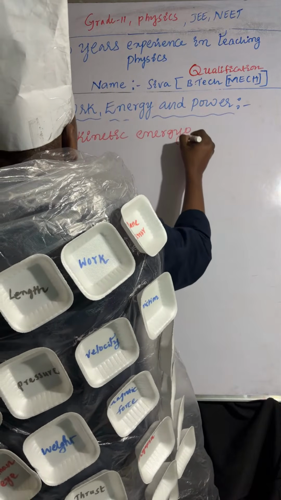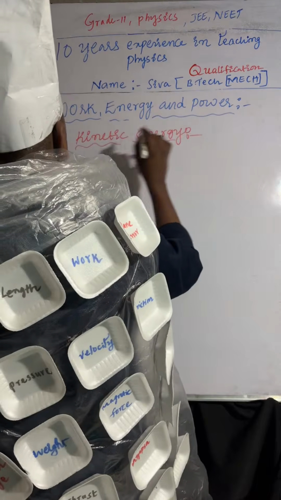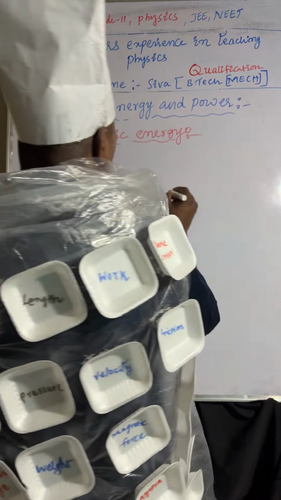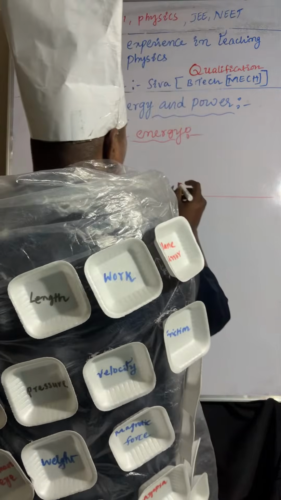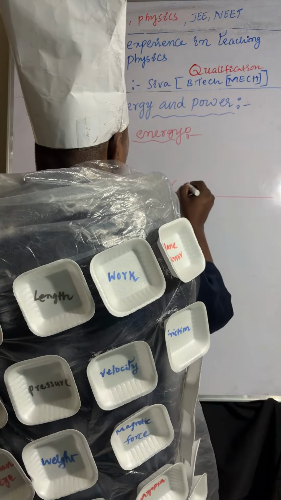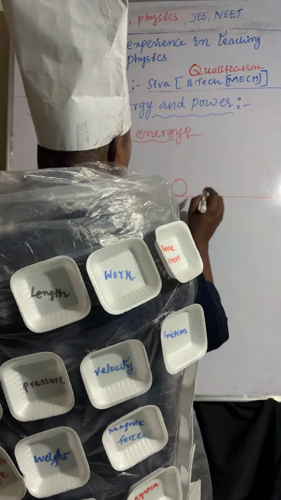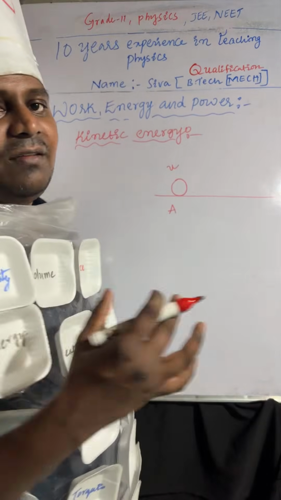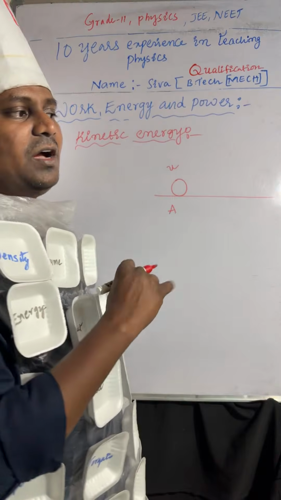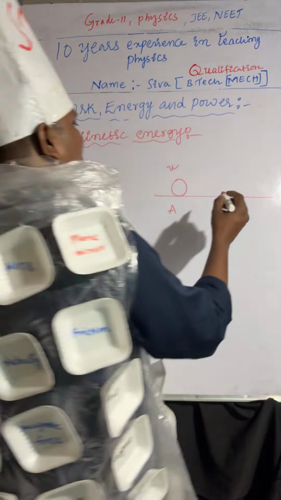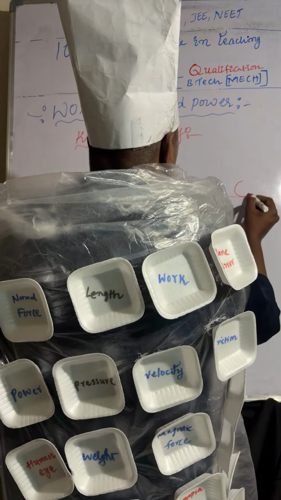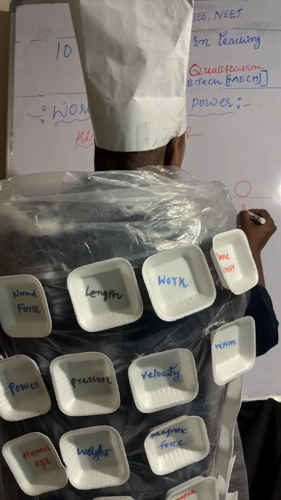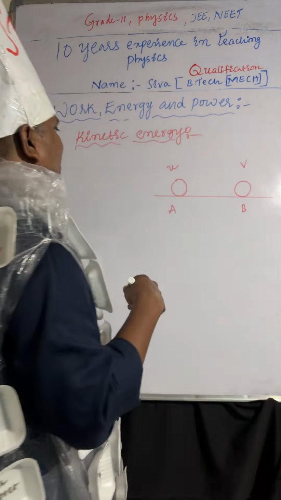Kinetic energy. Understood or not? So here I am taking the object. The position of the object is at A, and the initial velocity is U. After a certain time, it reaches position B, so the final velocity is V.